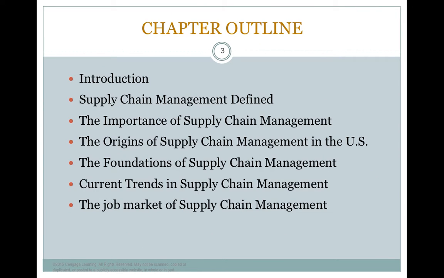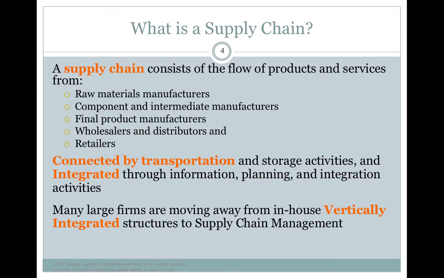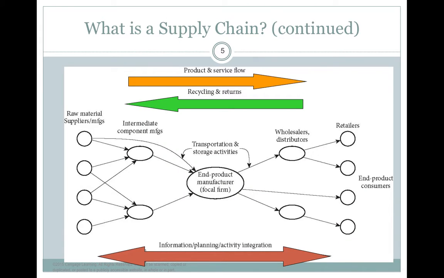Okay, this is the chapter outline. You can read. What is supply chain management? A supply chain consists of a flow of product and service, including raw materials, component and intermediate manufacturers, final product manufacturing, wholesalers, retailers, and finally customers. They are connected by transportation and logistics. In supply chain management, we focus a lot on integration: how to integrate all the elements of the supply chain in companies. In the past, we focused on vertical integration, but now we focus on the relationship between supply chain partners and the manufacturers. We are going to talk more about it in this class.